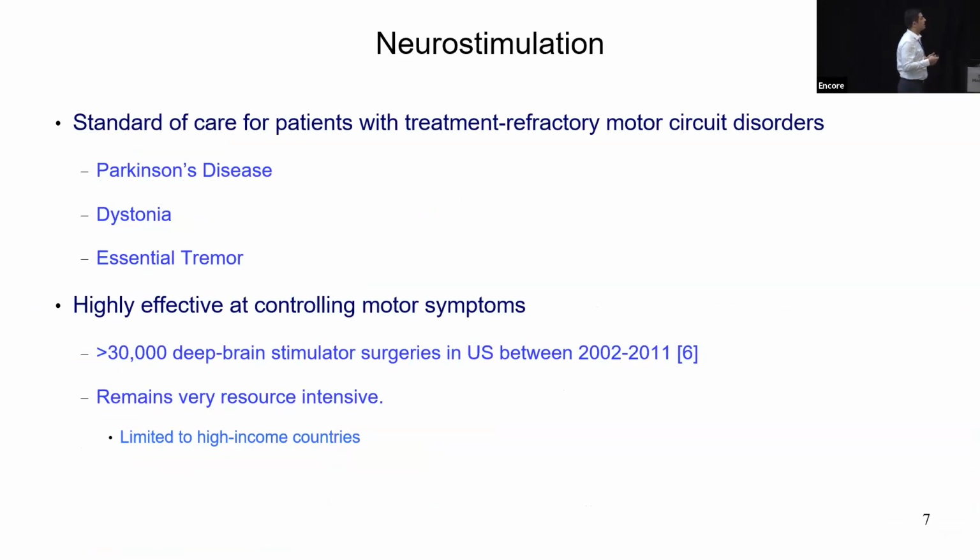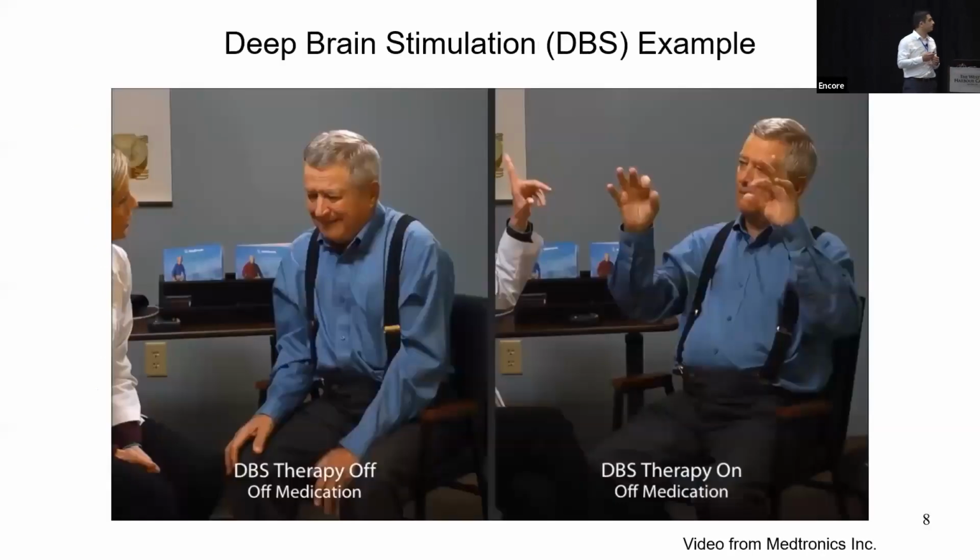It is indeed the standard of care for patients with treatment-refractory motor circuit disorders such as Parkinson's disease, dystonia, and essential tremor. It's highly effective. It's widely used. In fact, in just the span of 9 years, and only in the United States, there have been more than 30,000 surgeries to implant only a specific type of neurostimulator, called deep brain stimulators. The caveat being, it still remains very resource intensive and mostly used in high-income countries.